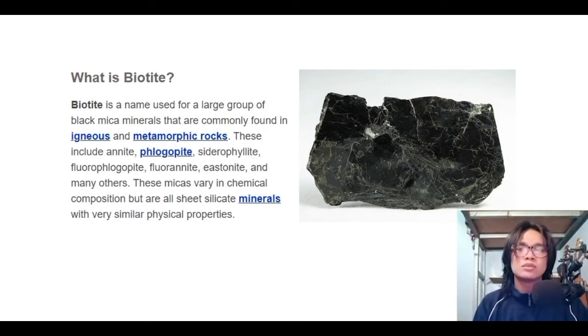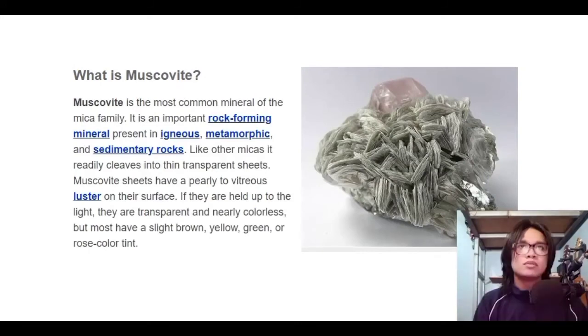Muscovite. Muscovite is the most common mineral of the mica family. It is an important rock-forming mineral present in igneous, metamorphic, and sedimentary rocks.